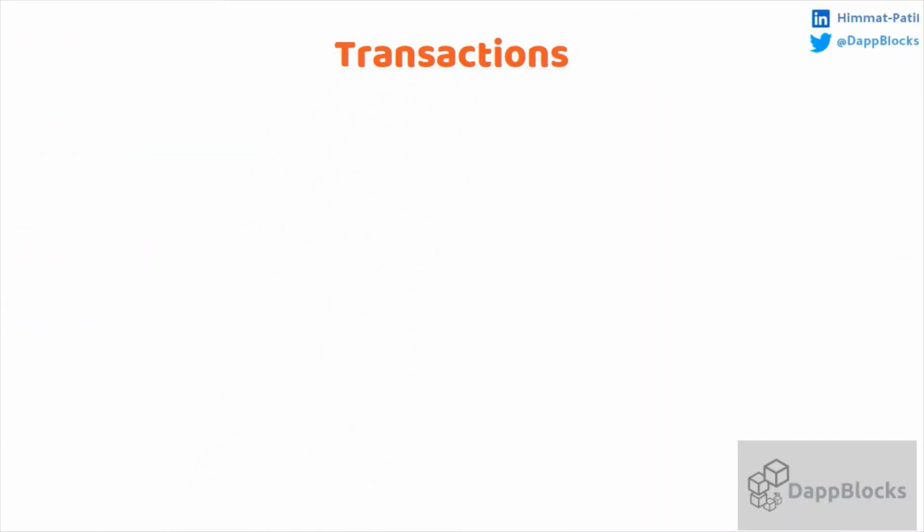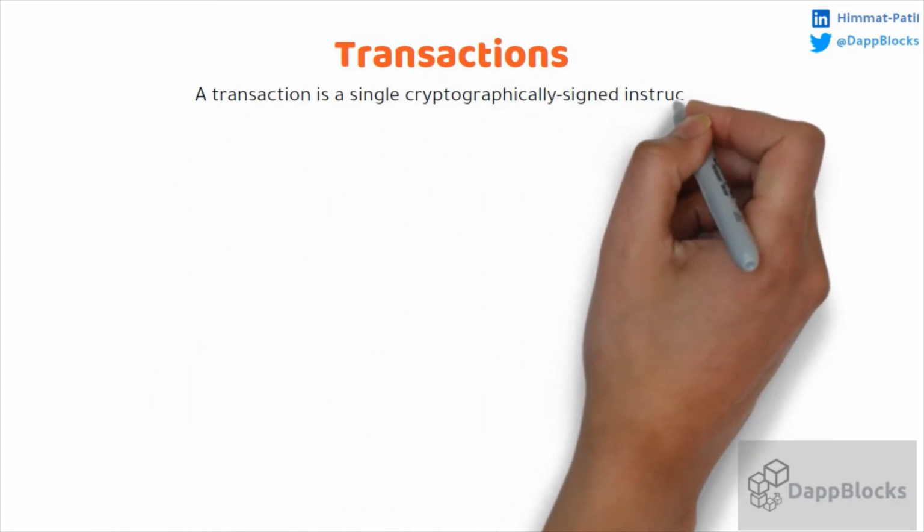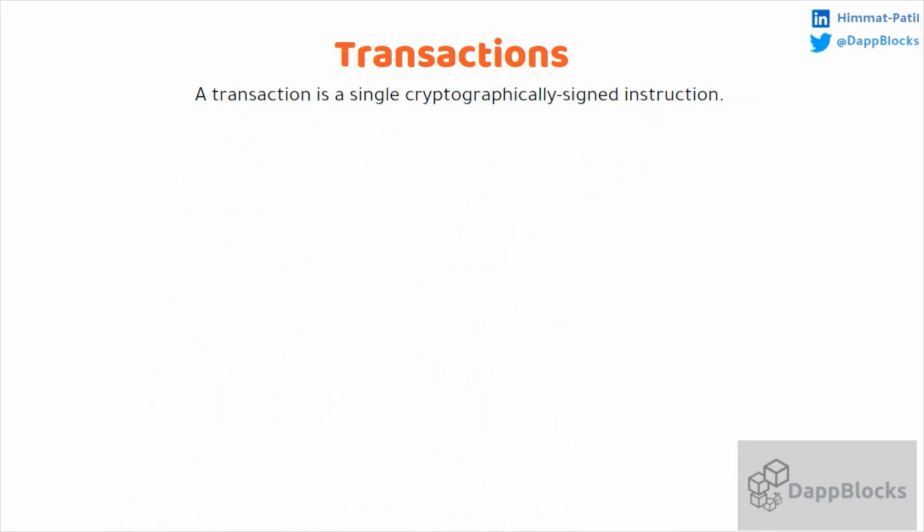Let's understand transactions in detail. Transactions are cryptographically signed instructions from an account, transmitted by the Ethereum network and recorded on the Ethereum blockchain. Ethereum does not start automatically. Everything starts with a transaction. The simplest transaction is transferring ETH from one account to another.